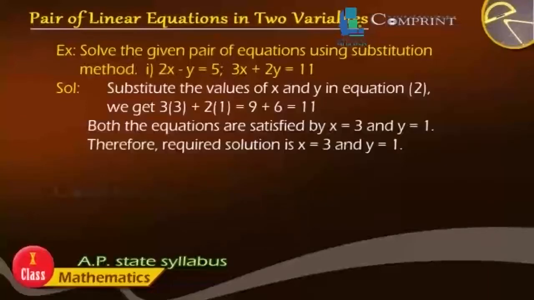Substitute the values of x and y in equation 2. We get 3 into 3 plus 2 into 1 is equal to 9 plus 2 is equal to 11. Both the equations are satisfied by x is equal to 3 and y is equal to 1. Therefore, the required solution is x is equal to 3 and y is equal to 1.